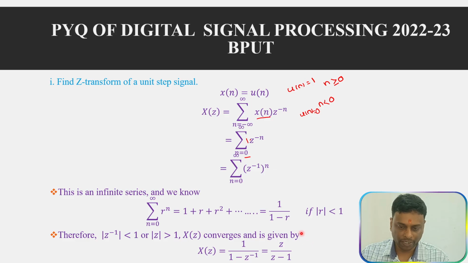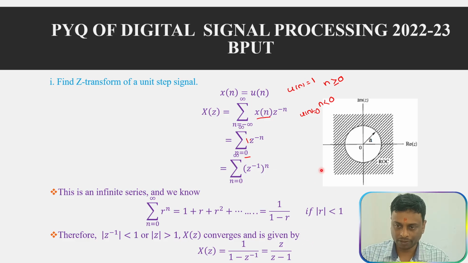So if we look at the ROC, this is the ROC. Here a equal to how much? Here a equal to 1. So you can write over here it is 1, because that will be the pole at z minus 1, so it will be z equal to 1. So this is the ROC of the unit step signal. It will be |z| greater than 1. So this is the ROC.